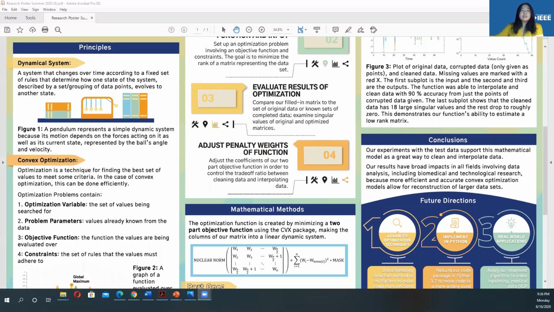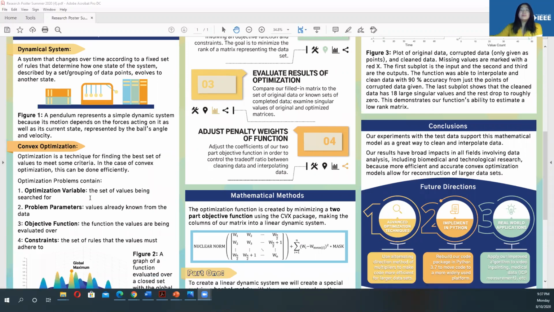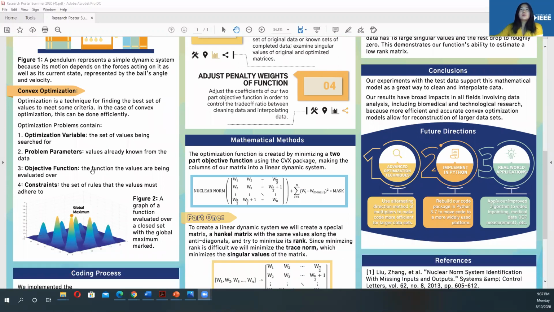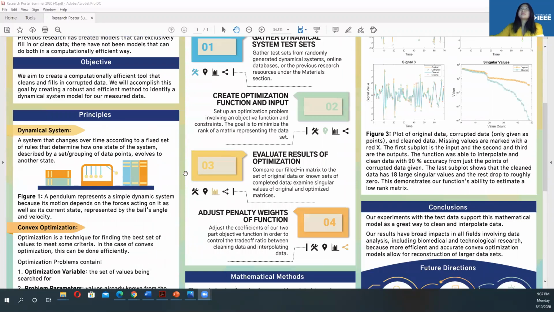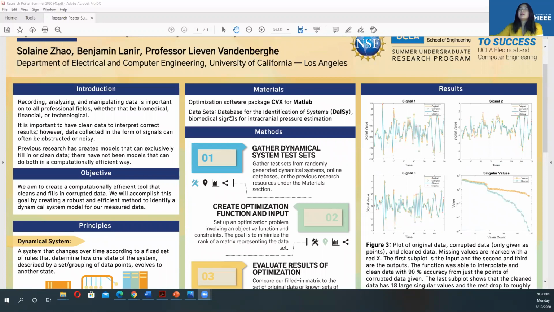Our project was an optimization problem, which involves finding the best set of values to meet some criteria. This criteria is often in the form of an objective function that we're trying to minimize or maximize. In our case, our optimization variable, or the set of values being searched for, was the final cleaned version of the data. We used MATLAB as our primary coding software, and we also used a couple of different resources to collect data sets, including the DAISY package and some biomedical signals for intracranial pressure estimation. These were just different resources that we could test our function on.